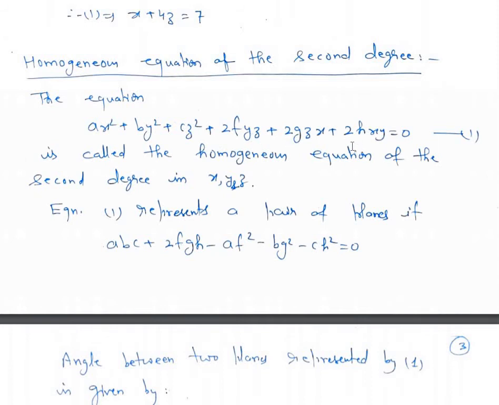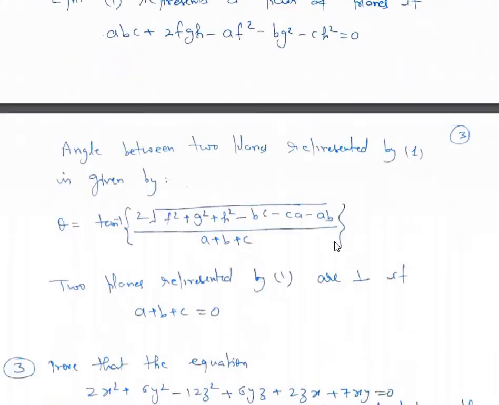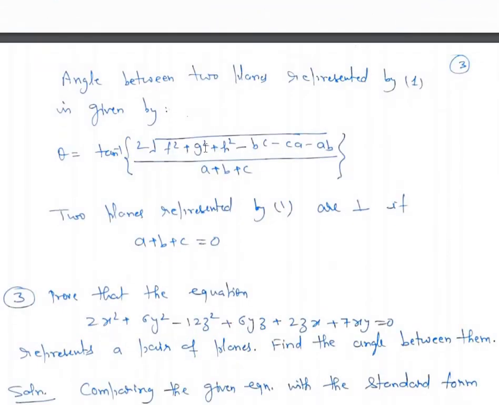Now this equation represents a pair of planes if abc + 2fgh − af² − bg² − ch² = 0. The angle between the planes represented by this equation is given by theta = tan inverse of 2 times under root of f² + g² + h² − bc − ca − ab, divided by a + b + c.